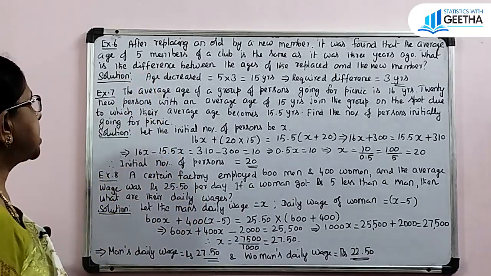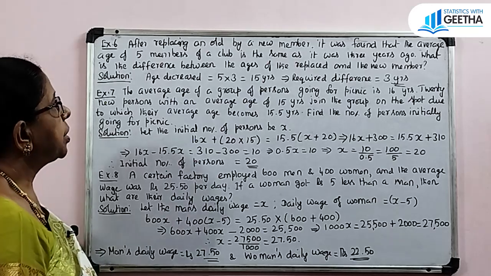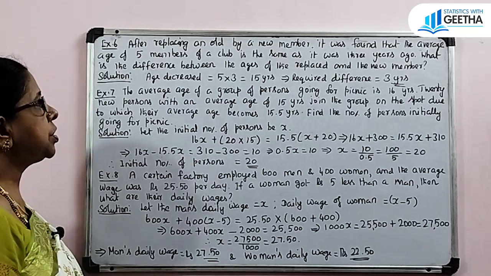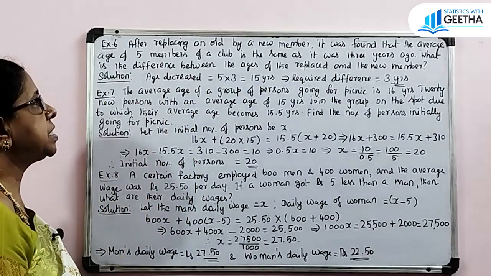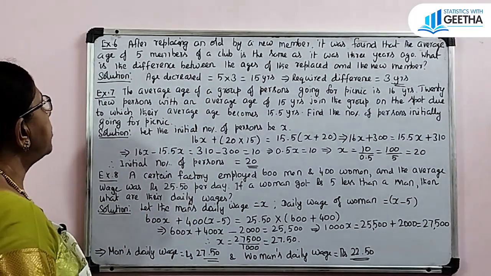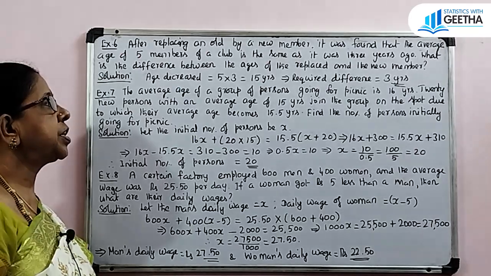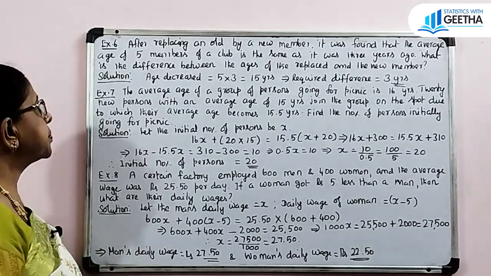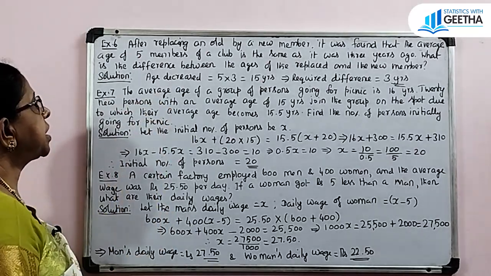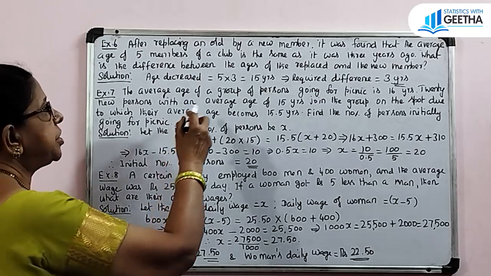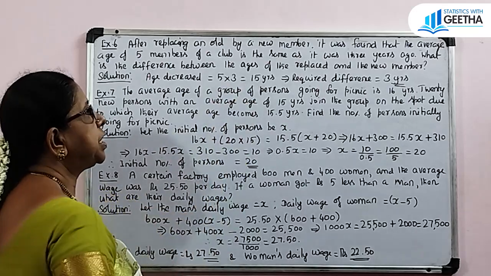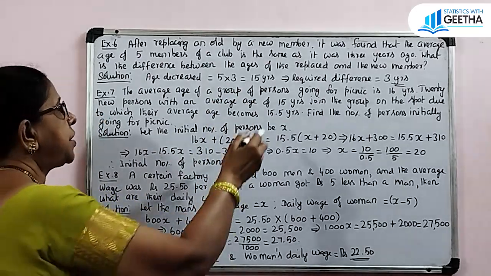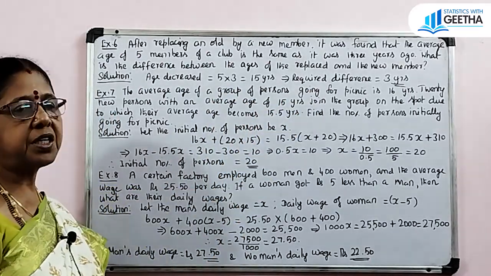See exercise number 6. After replacing an old by a new member, it was found that the average age of 5 members of a club is the same as it was 3 years ago. What is the difference between the ages of the replaced and the new member? Solution: பாருங்க, age decreased எவ்வளவு ஆயிருக்கு? இப்போ 5 into 3, after 3 years 5 members of a club. அப்போ 5 into 3, 15 years வந்து decrease ஆயிருக்கு. Therefore, required difference equal to 3 years.